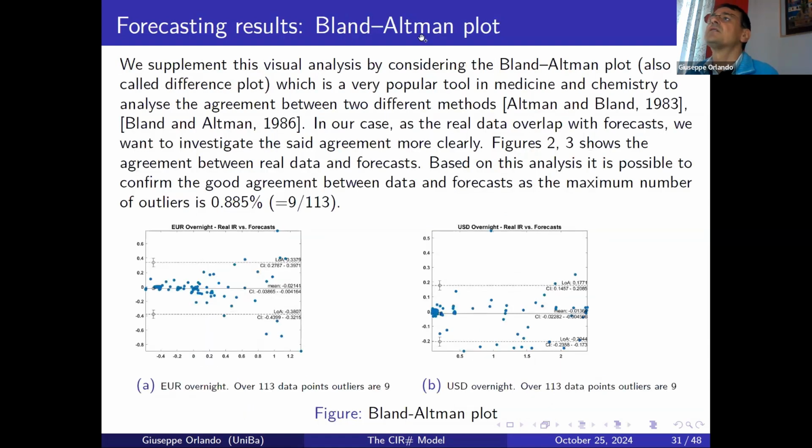And this is the Bland-Altman plot, in which you can see the results in terms of confidence level. And then you can see that out of 113 data points, the outliers are just 9 for the overnight in euro, which I said is the most challenging to predict because there is little trend there. And similar, we have those results for the US dollar.